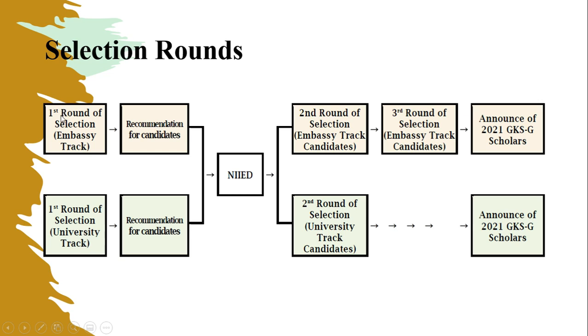One copy the embassy will hold, and then they will send 3 copies to NIIED. Then NIIED will hold 1 copy, and the other copies are sent to the universities. So this is the criteria. Or maybe NIIED will not hold any copy, and all the copies are sent to the 3 different universities, because you are selecting 3 universities, so at least 1 copy should go to each university. That's why they need the extra number of copies for the selection.